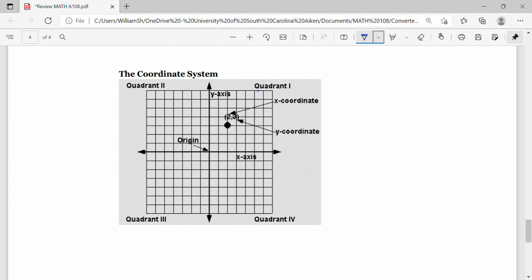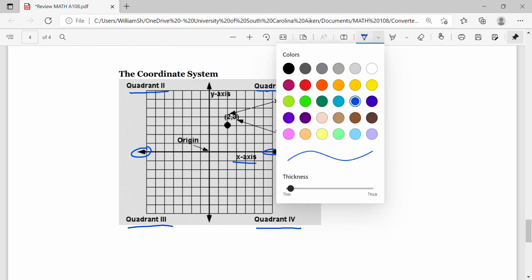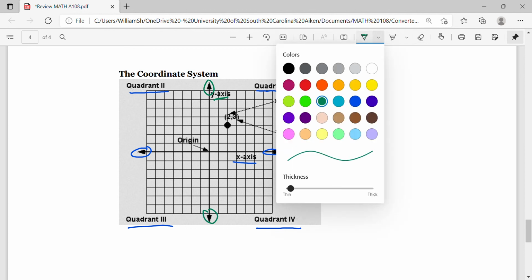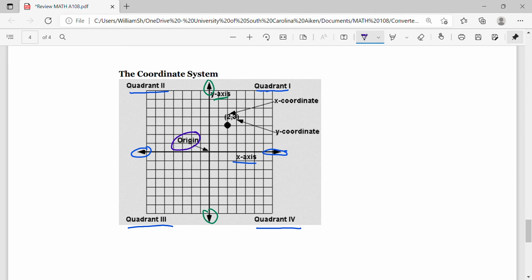We've got quadrant 1, which is in the top right-hand side. Quadrant 2, which is in the top left-hand side. Quadrant 3, which is in the bottom left-hand side. And quadrant 4, which is in the bottom right-hand side. Now, your x-axis is your horizontal axis, right? There's your x-axis. It goes along here. Your y-axis goes vertically. So you can see your y-axis here, the line that's indicated here, right? So we've got our vertical line there. Our origin is our point in the middle, that 0, 0 point.